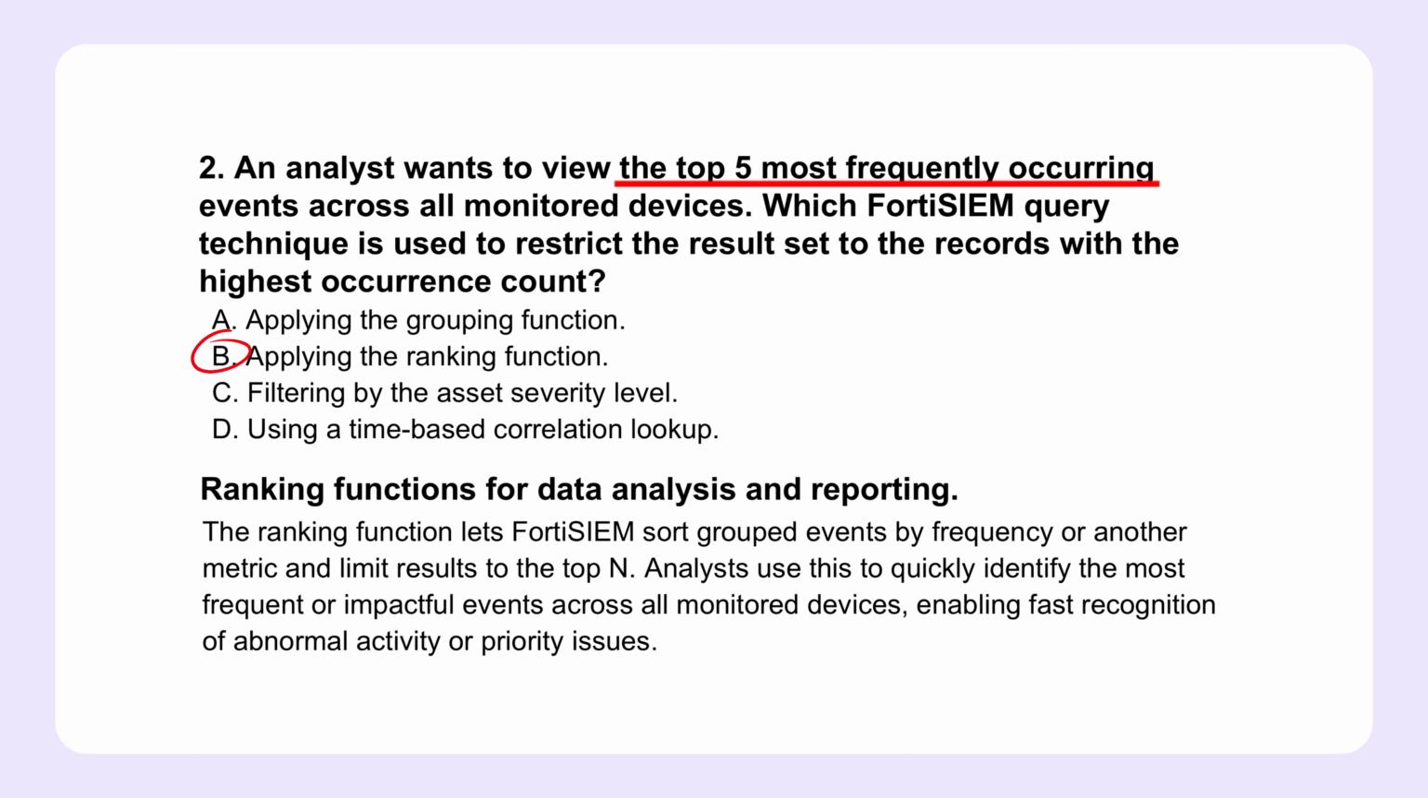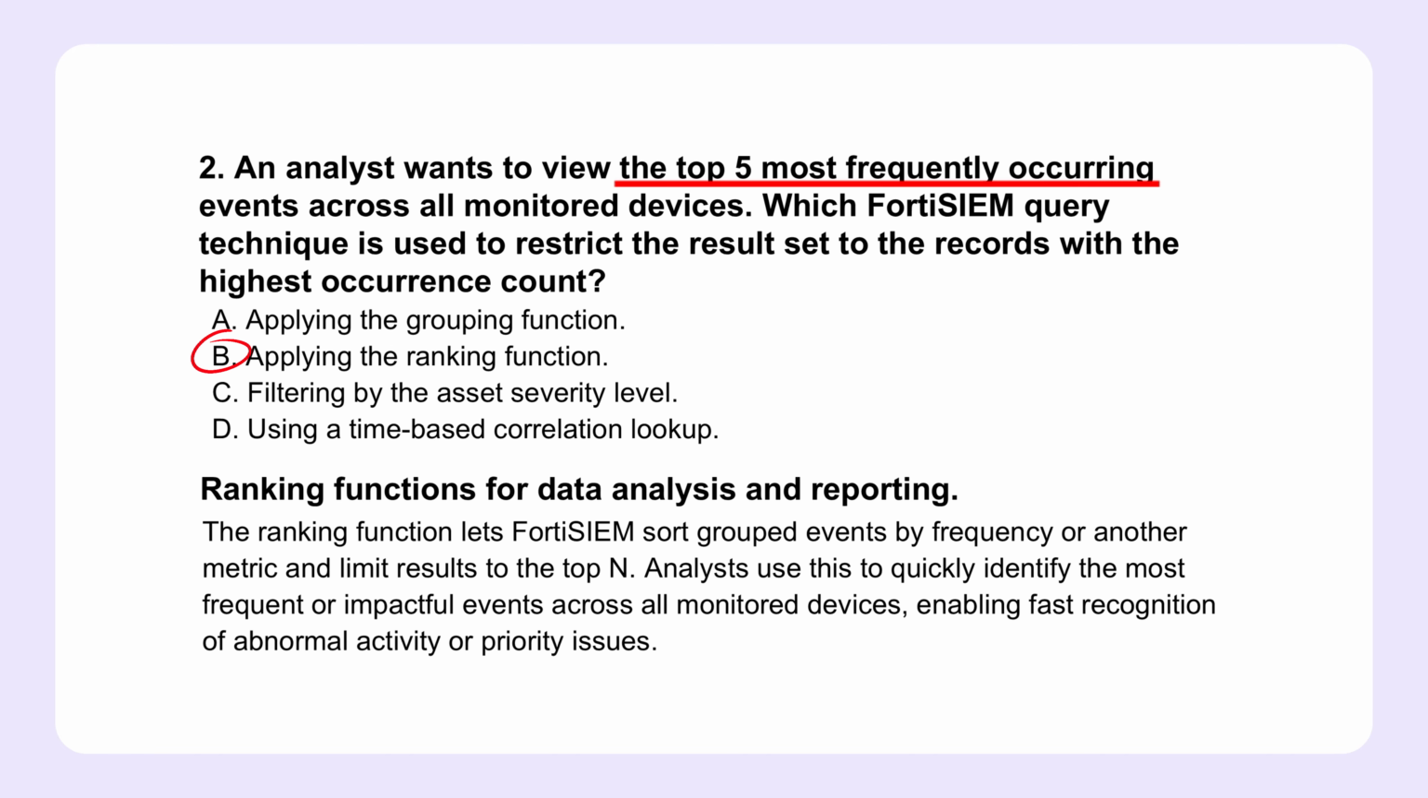Good question. It's the difference between just sorting a massive list and performing surgical restriction. Sorting gives you a list of, say, 10,000 items, but they're all still there in order. The ranking function is a specific technique designed to restrict that result set. So first, yeah, it sorts events or grouped results by some defined metric like frequency or severity score. But then, crucially, it limits the output to only the top N records. Top 5, top 10, whatever you configure.